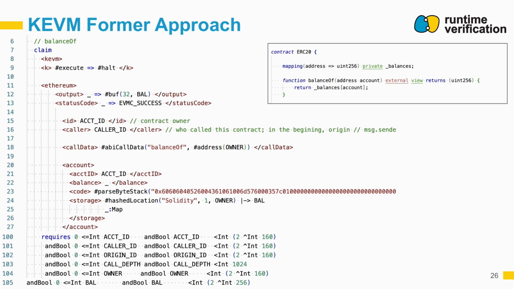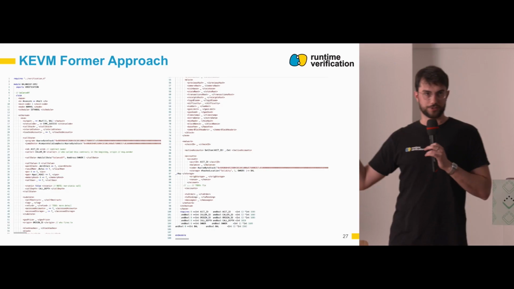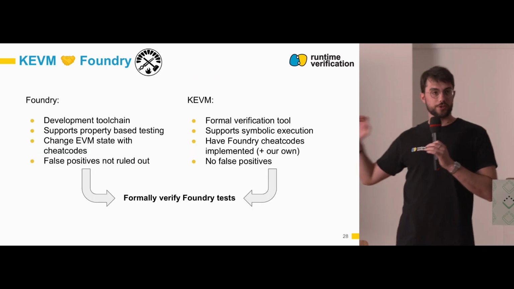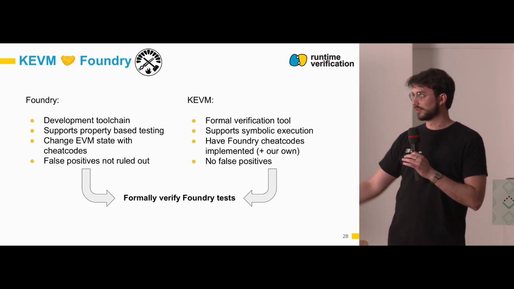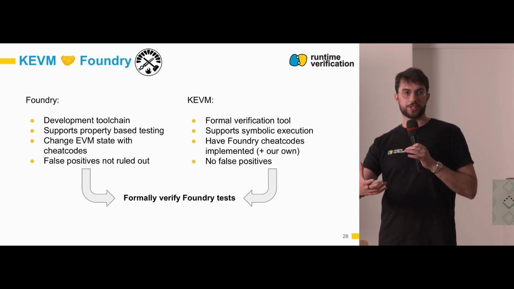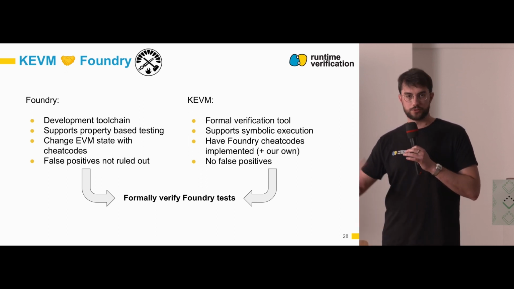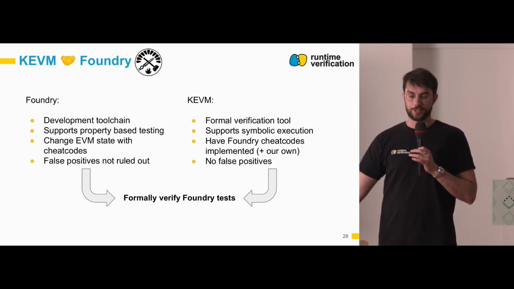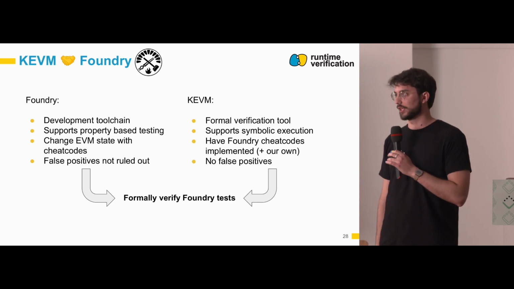This is the specification of the balanceOf function, which says if I give you an address, you should give me this storage slot. And this is really not even the full spec, so it can get quite heavy. Luckily, you don't need to interface with this anymore, because we have used Foundry's ease of use to define parametric tests to translate your property-based Foundry tests into KEVM specs. So this means that you can now formally verify, symbolically execute, your Foundry property tests.